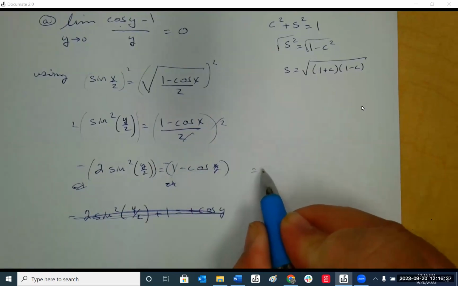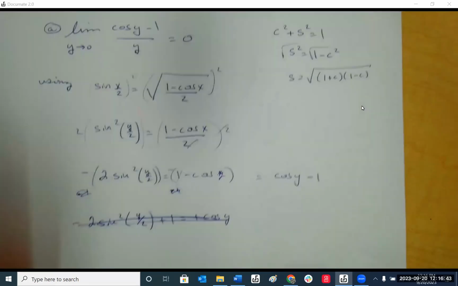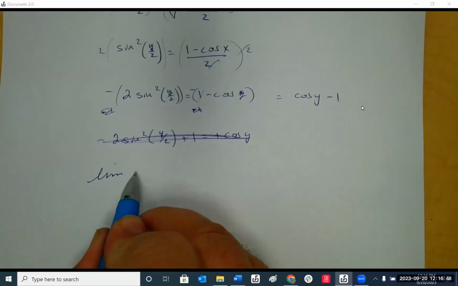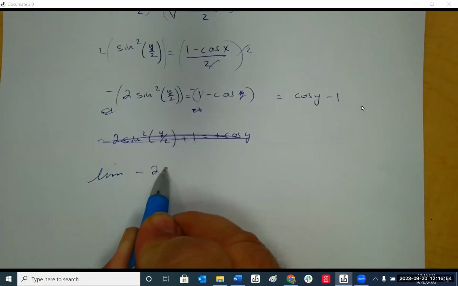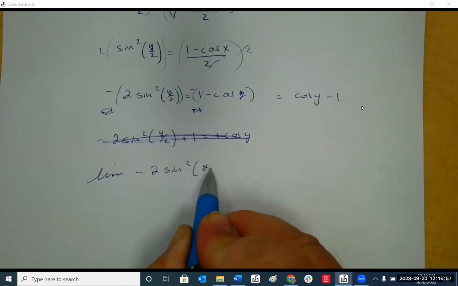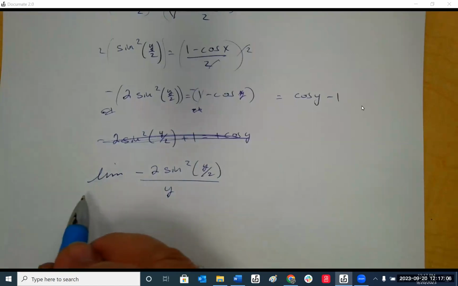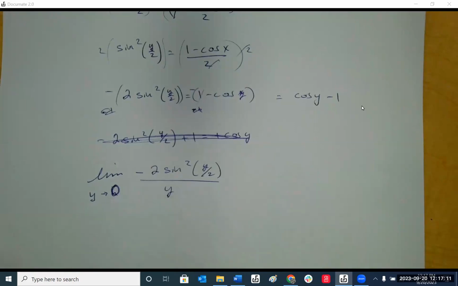Because then we have cosine y minus 1. We'll get two sides. Cosine y. Right. So now we have minus 2 sine squared y over 2, divided by y, of course. The denominator is still the same. Y goes to 0.